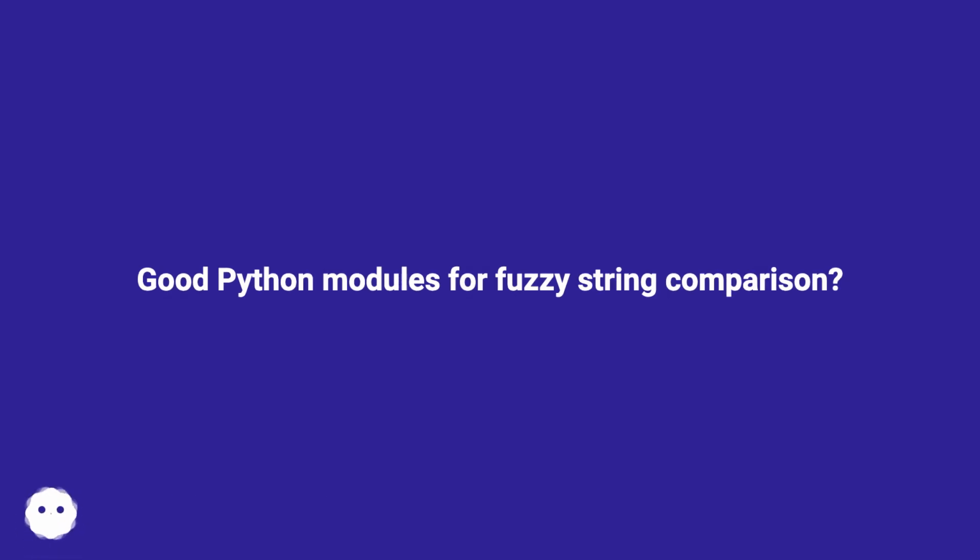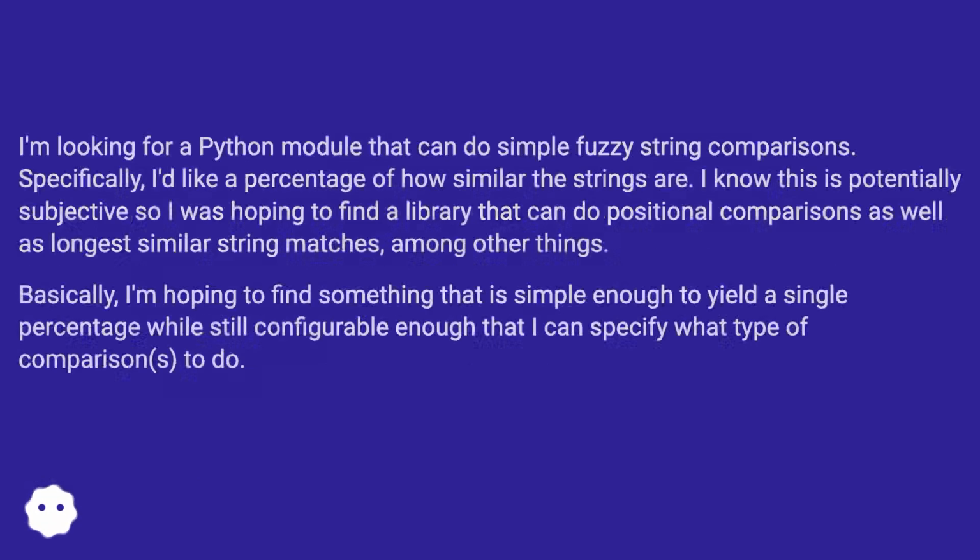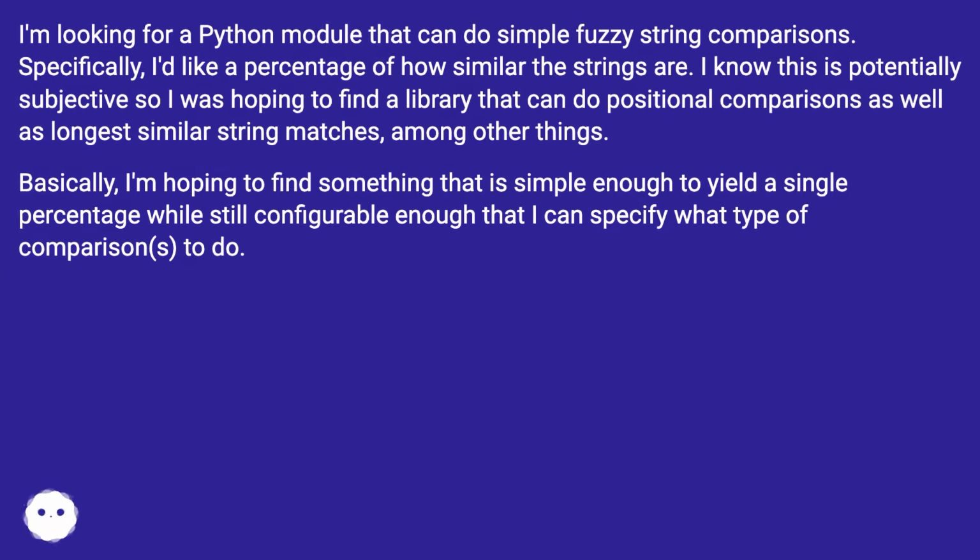Good Python modules for fuzzy string comparison. I'm looking for a Python module that can do simple fuzzy string comparisons. Specifically, I'd like a percentage of how similar the strings are. I know this is potentially subjective, so I was hoping to find a library that can do positional comparisons as well as longest similar string matches, among other things.